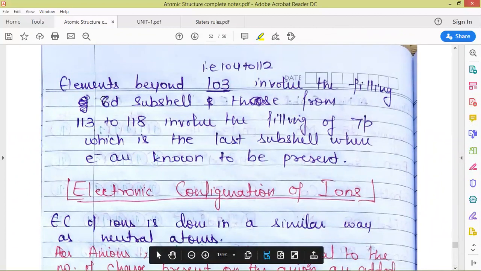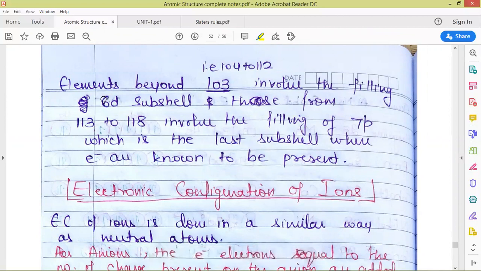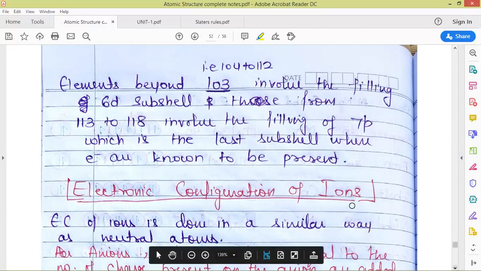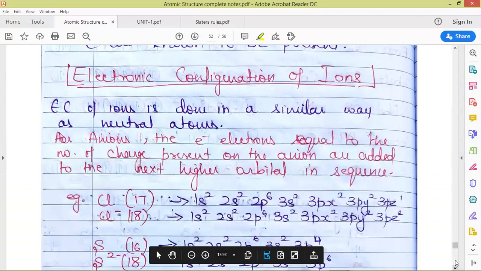So the elements beyond the atomic number of 103, that is 104 to 112, involve the filling of 6d subshells, and those from 113 to 118 involve the filling of 7p. These are the last subshells where electrons are known to be present. So 7p is the last subshell where electrons are known to be present. With this filling, there are a total of 118 elements in the periodic table. The details of the periodic table we'll be discussing in the next chapter, that is periodicity, in the next unit.